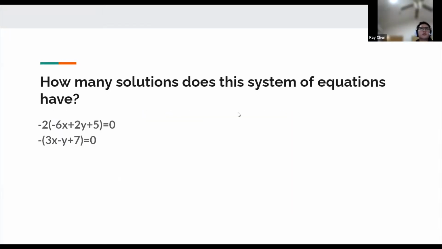All right. So we're gonna get into a few problems regarding how many solutions each question has. If you remember from what I told you earlier, if the coefficients are the same but the constants are different, then the equation will have no solution. But if the coefficients are the same and the constants are also the same, then the equation will have infinitely many solutions. And if the coefficients are different and the constants are different, then you'll have one solution.